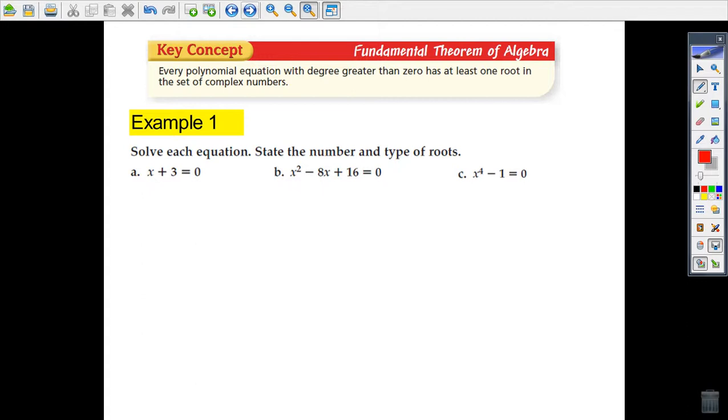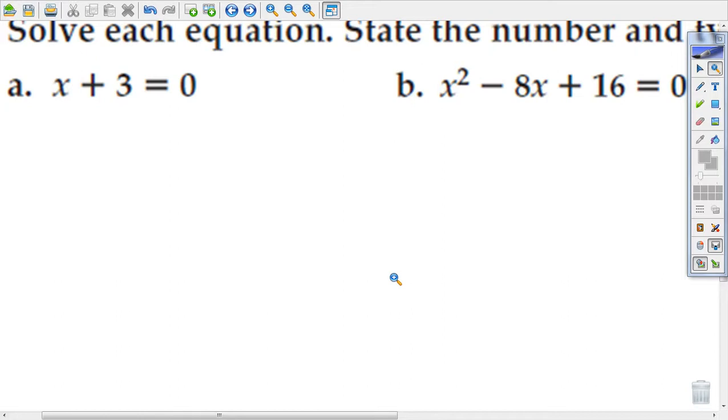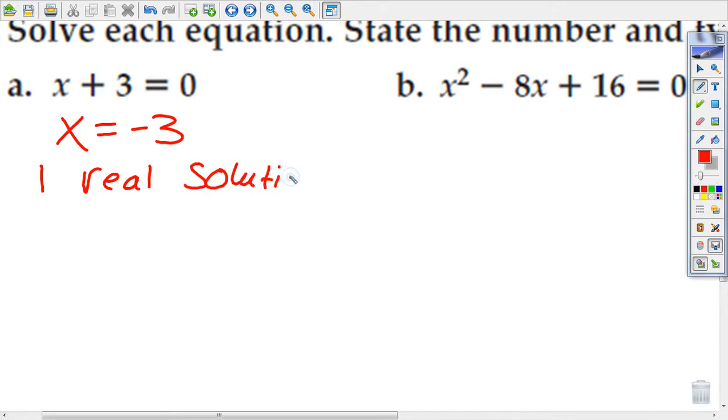So for example 1, we're going to solve these, and then we're going to state the number and the type of the roots that we see. A lot of this is stuff you know how to do already. Okay. For a, x plus 3 equals 0, how do you get the x alone? Subtract the 3, and so x becomes negative 3. Now, our question is, what kind of a root does that equation have? Well, it's one solution. Is it real or complex? Real. One real solution. So if you were to graph the equation y equals x plus 3, you would find that the 0 is located at negative 3.